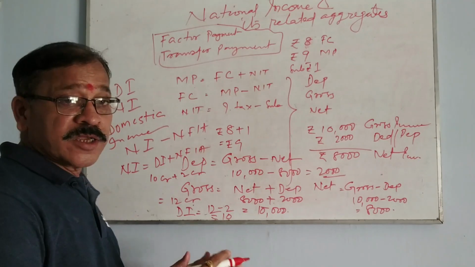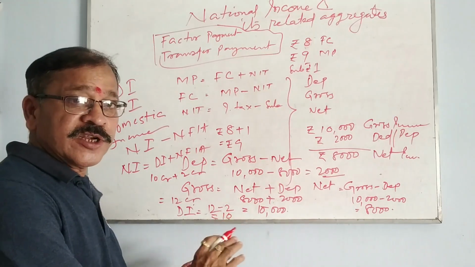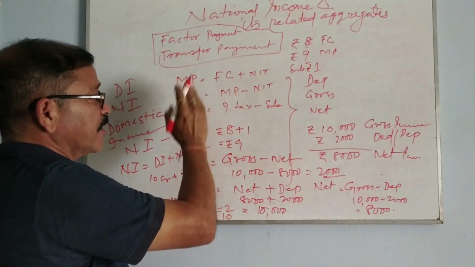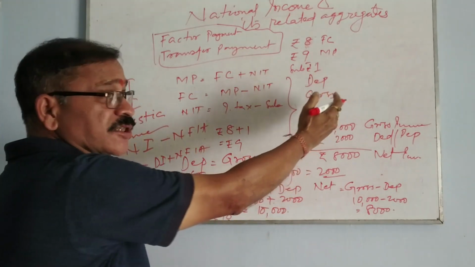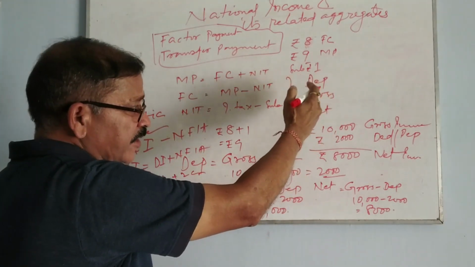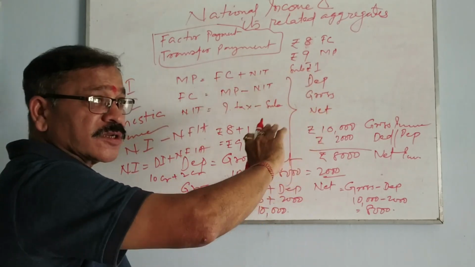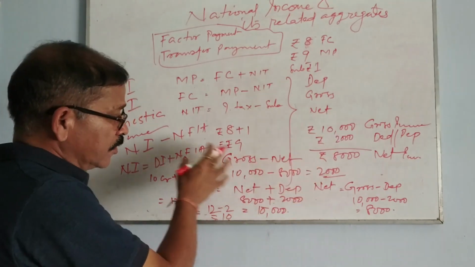This is how in forthcoming topics we need to convert or change from MP to FC or FC to MP or NIT, or sometimes depreciation you have to find out, sometimes gross, sometimes net. So in order to change those aggregates according to the question, you need to do this.